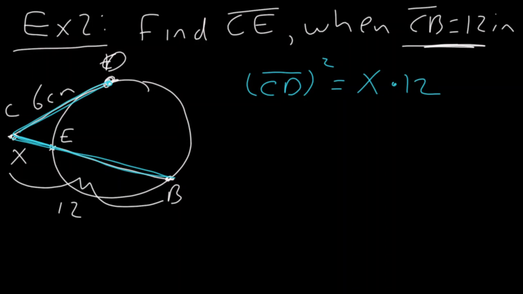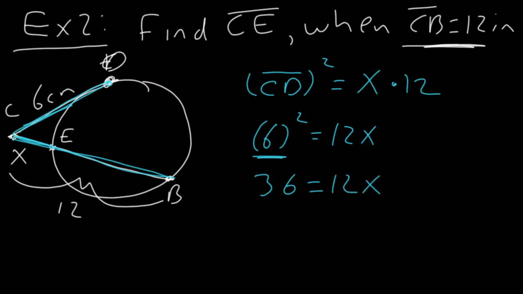And now we just want to go ahead and fill in our information. So we know that CD was 6, so I'll write 6 squared equals, and let's see, we have X times 12, which is really just another way of saying 12X. And then you got to ask yourself, well, what is 6 squared? That's going to be 36 equals 12X. Now, how can we get rid of that number in front of the X? What do you think we should do? Yeah, absolutely. We should divide by 12 on both sides. And 36 divided by 12, we should know that one, pretty familiar. That's going to be 3.